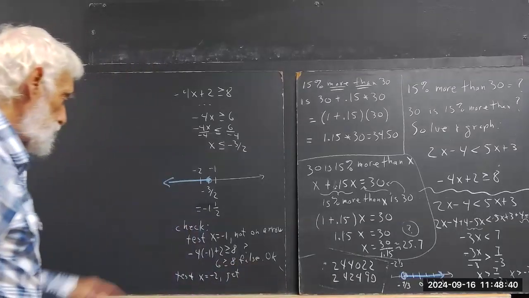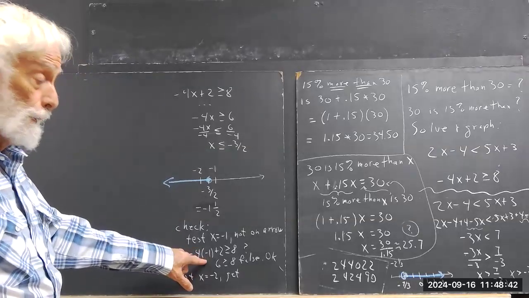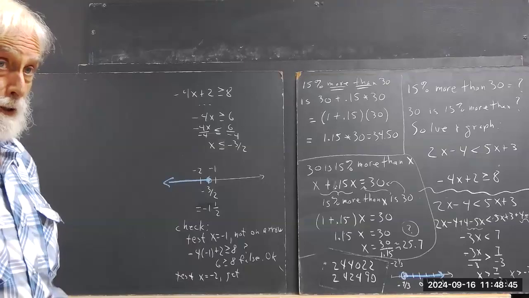I'm not going to write out the steps for this one, but if you put a -2 there, we get 8 plus 2, which is 10, right?